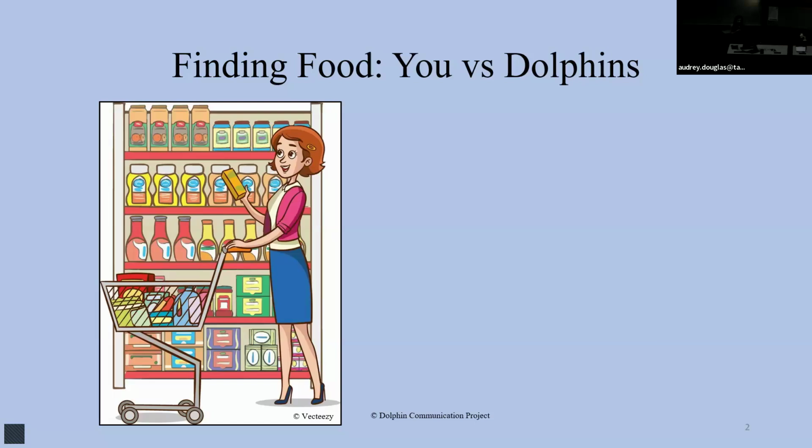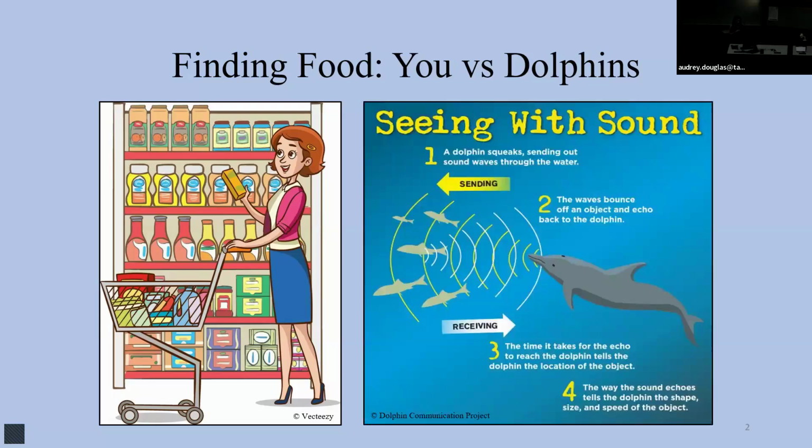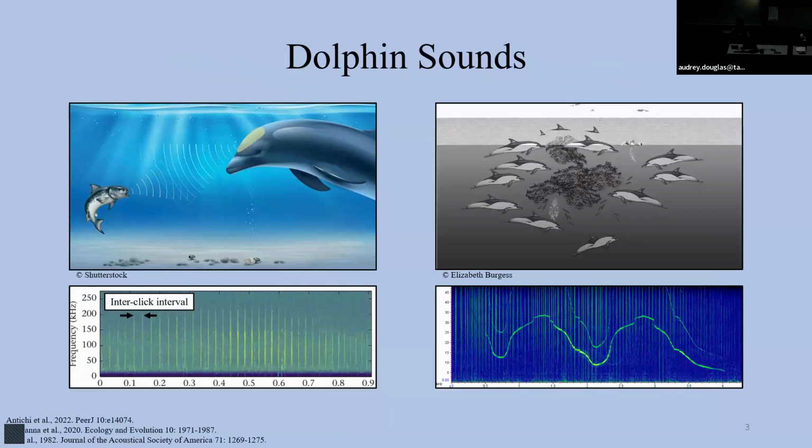So whenever you're picking out your food, you obviously are going to look at what food looks good. You might even smell it to see if it smells good. Well, dolphins don't really rely on those senses. They mainly rely on sound to detect their prey and to forage. And so they have 2 main types of sounds. The first one are their echolocation clicks.